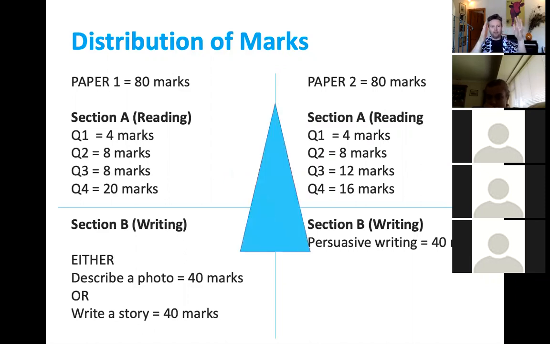But just looking at the way that those marks are apportioned, you can see that if this triangle is the amount of time you need to spend on each question, you need to be spending more and more time on each question as the paper goes on. Lots of students make the mistake of running out of time, but they often do that because they spend so much time on these smaller questions, which is not a good use of time. If you can only get a maximum of 8 marks on a question, do it well, but not if it means it's going to eat up your time at the end for section B.